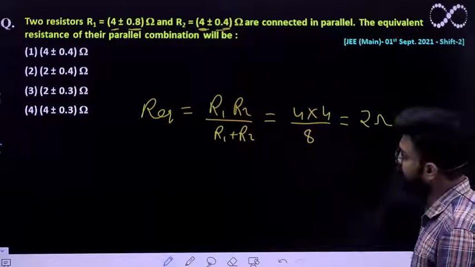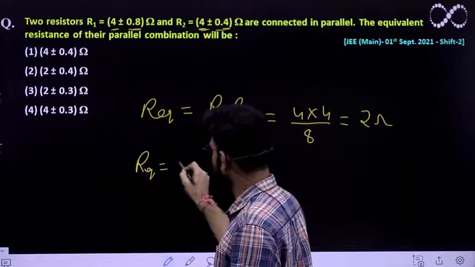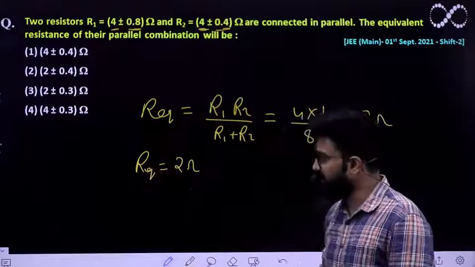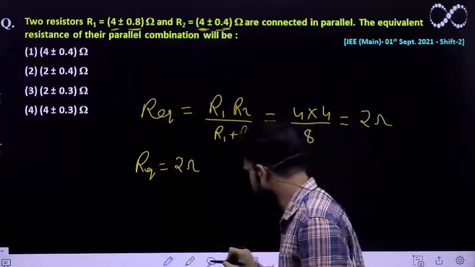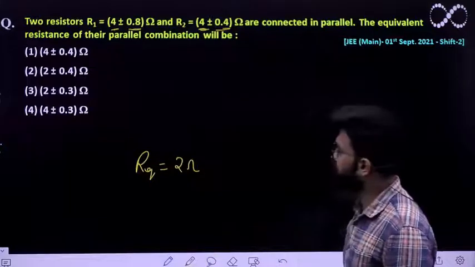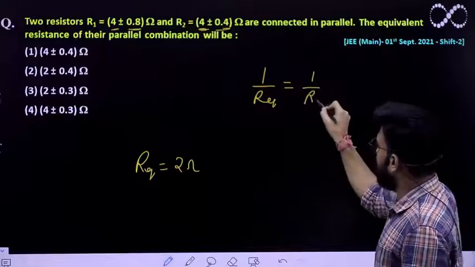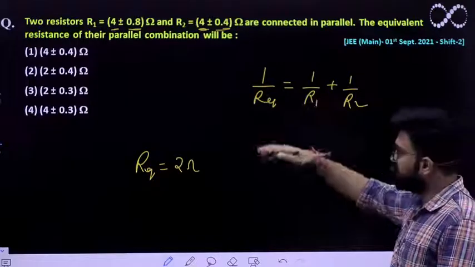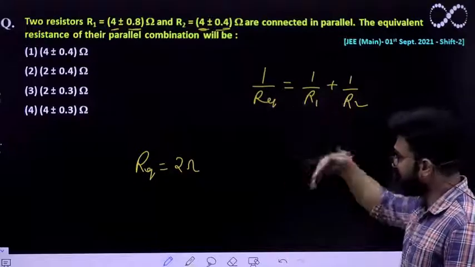So the effective resistance of these two resistors, the equivalent resistance, must be equal to 2 ohm. Now you need to find out the error in this equivalent resistance, since the error in the individual resistors is also given to you. So again we'll visualize this question, and we know that 1 upon R equivalent must be equal to 1 upon R1 plus 1 upon R2.